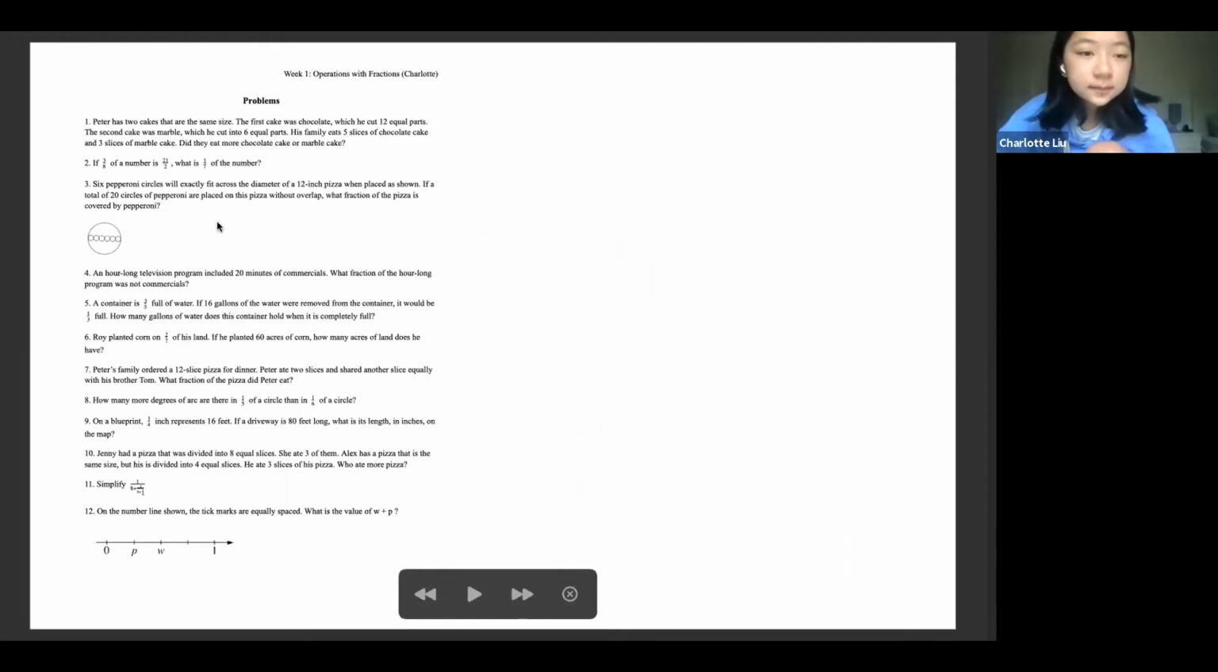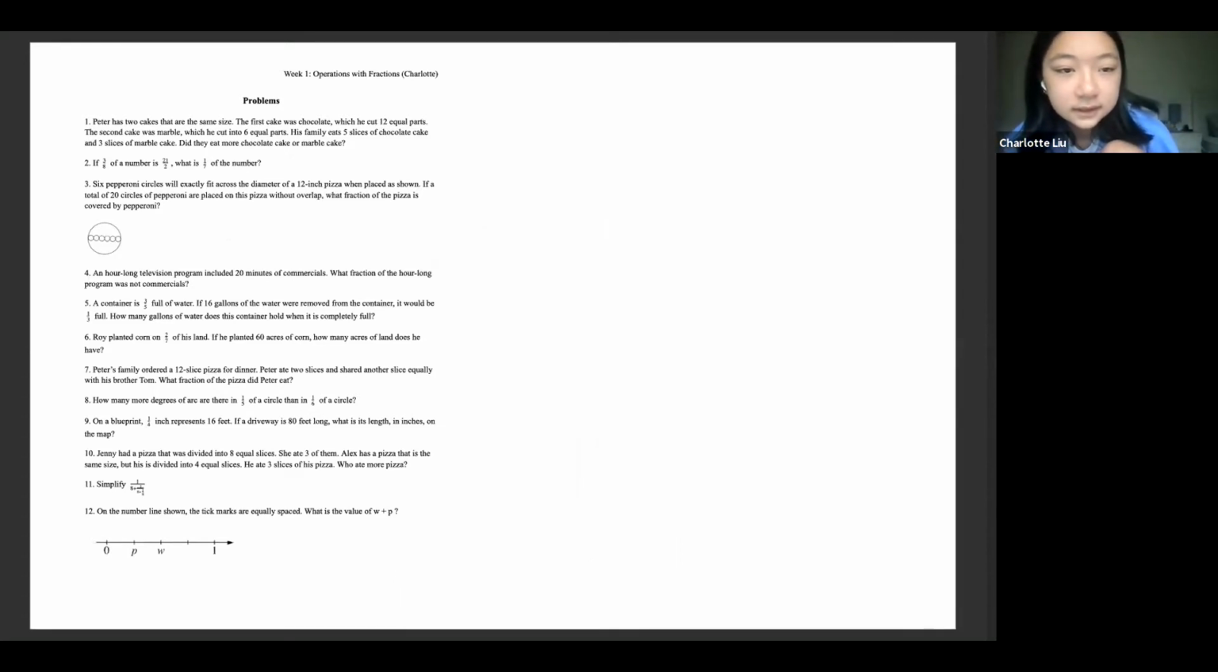Next question. 6 pepperoni circles will exactly fit across the diameter of a 12-inch pizza when placed as shown. If a total of 20 circles of pepperoni are placed on this pizza without overlap, what fraction of the pizza is covered by pepperoni? So this one involves some geometry. Not sure if you learned it yet, but I'll explain it later.